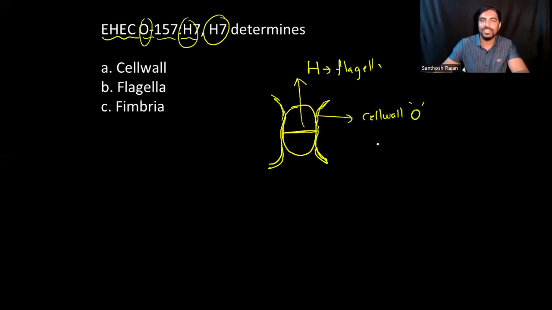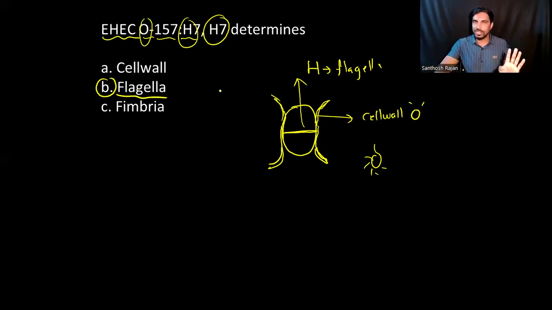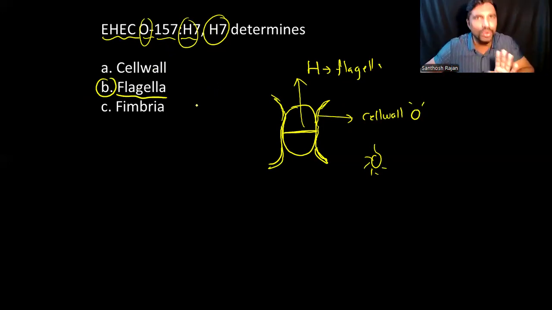Now your cell has flagella like this. So you make a design like this. So H is for flagella. So any H means it is flagella. And next time if they ask what O stands for, O is for cell wall, the entire cell. And the flagella is like this. Very simple, okay? Easy. Next time you will not make a mistake in this.